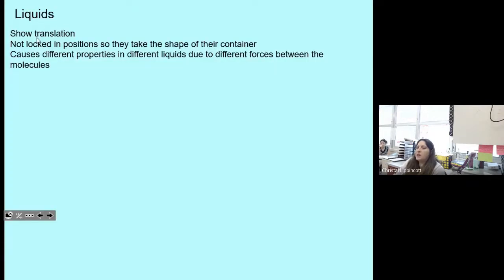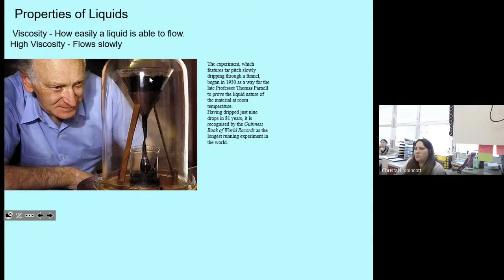All right. Liquids then show translation. What that means is that they're not locked into position, so they're able to move, and they end up taking the shape of their container. They cause different properties of different liquids due to those IMFs. So if we're looking in terms of one of the properties is viscosity. So do you remember the glycerin that you had? That was hard to pour, wasn't it? Because it was very viscous in that lab. Maple syrup is viscous. Oil.